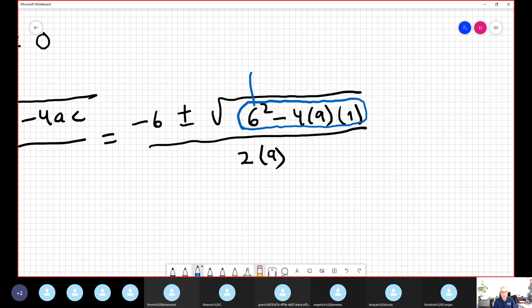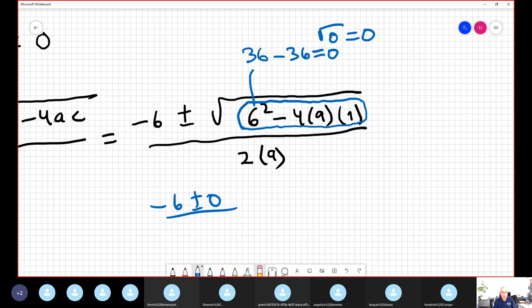This is 36, and this is also 36. And this is zero. Square root of zero is obvious, it's zero, no? And the solution is negative 6 plus or minus 0 divided by 18, the multiplication 2 times 9. Actually, 0 is nothing, I delete that part. And minus 6 over 18 is minus 1/3.